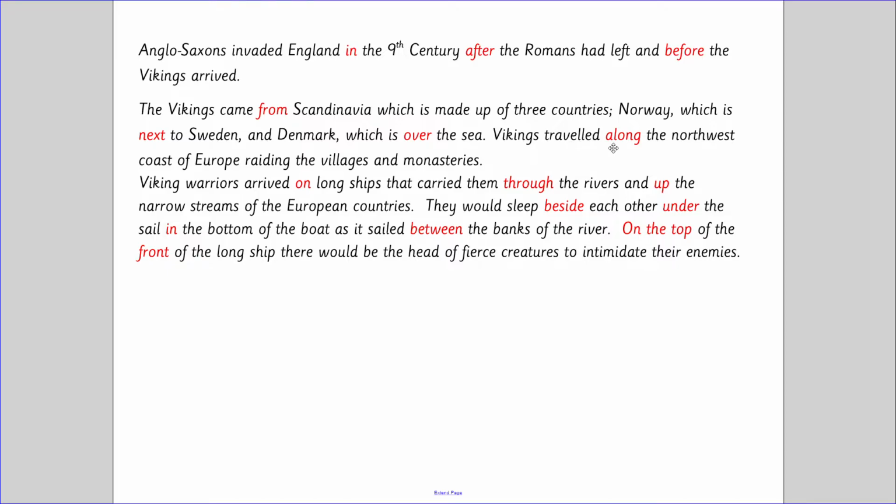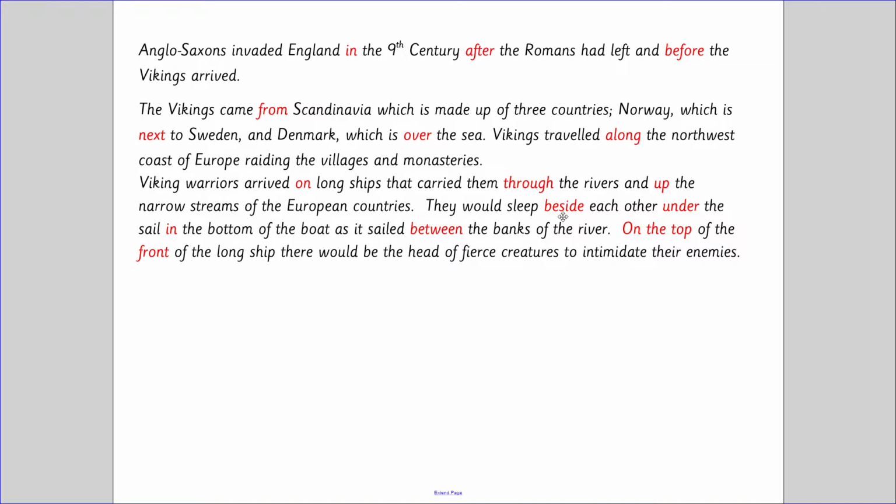Vikings travelled along the northwest coast of Europe, raiding the villages and monasteries. So they went to different villages and monasteries, which was where the religious people were living. And they might take their gold, they might take their food, they might take any other valuables that they could find. Viking warriors arrived on longships, tells you where they were when they arrived, on the longships that carried them through the rivers and up the narrow streams of the European cities.